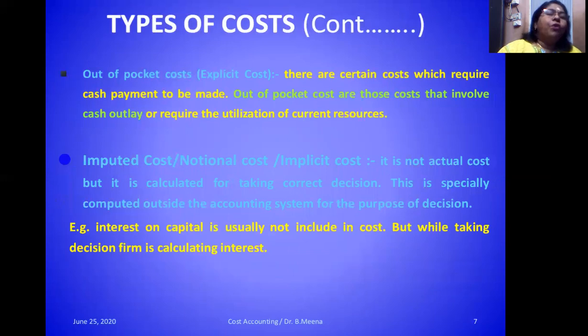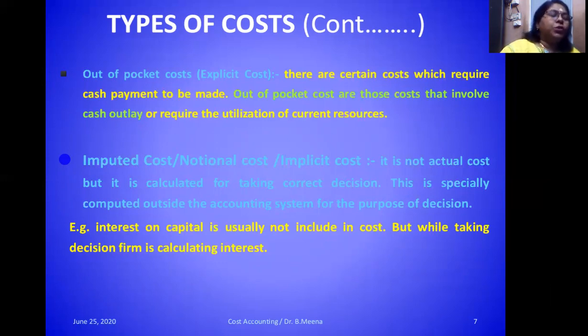And next is out of pocket cost, otherwise called explicit cost. Just opposite to this type of cost is implicit cost. Implicit cost has other names, that is notional cost or imputed cost. Let me check what is the meaning of explicit cost or out of pocket cost. These are the costs which require cash payment to be made immediately. We cannot delay in paying those expenses. That is called out of pocket cost or explicit cost.